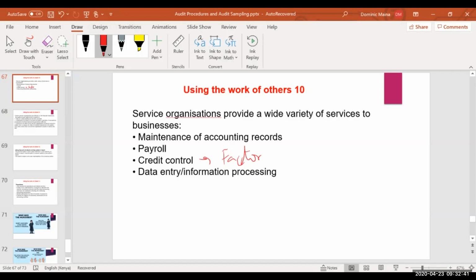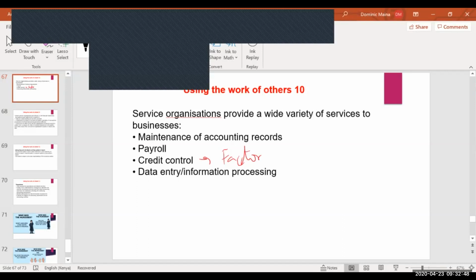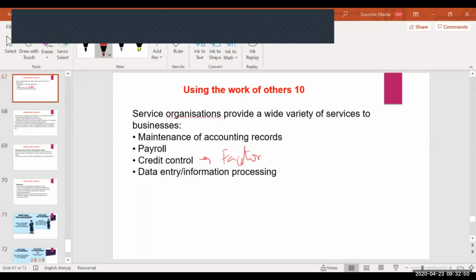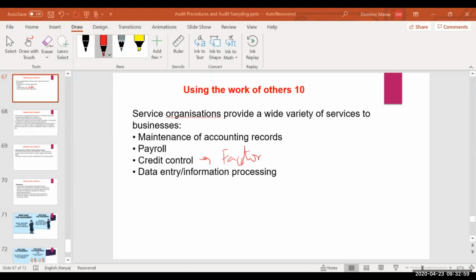I think I mentioned the case of G4S, for example. In IT, they do provide cashiers. Therefore, in that case, the cashiers of G4S might be considered a service organization. So these are just examples of instances where you may want to use the work of a service organization. And I said, just to make a mention, that the entity that is using the work of the service organization is what is referred to as the user entity.